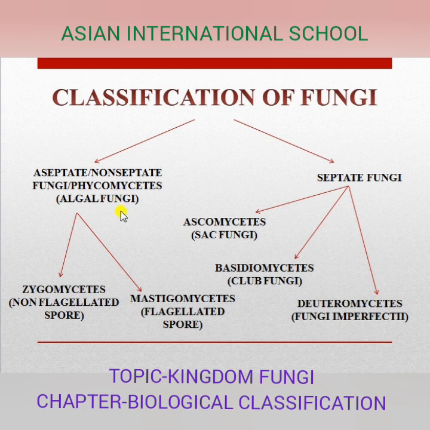Now we are going for further classification of aseptate fungi or phycomycetes. Phycomycetes is further differentiated into two different subclasses. One is zygomycetes, another one is mastigomycetes. What is zygomycetes? Zygomycetes is a kind of fungi which is commonly forming the zygospore, and by that they are normally performing the sexual mode of reproduction.